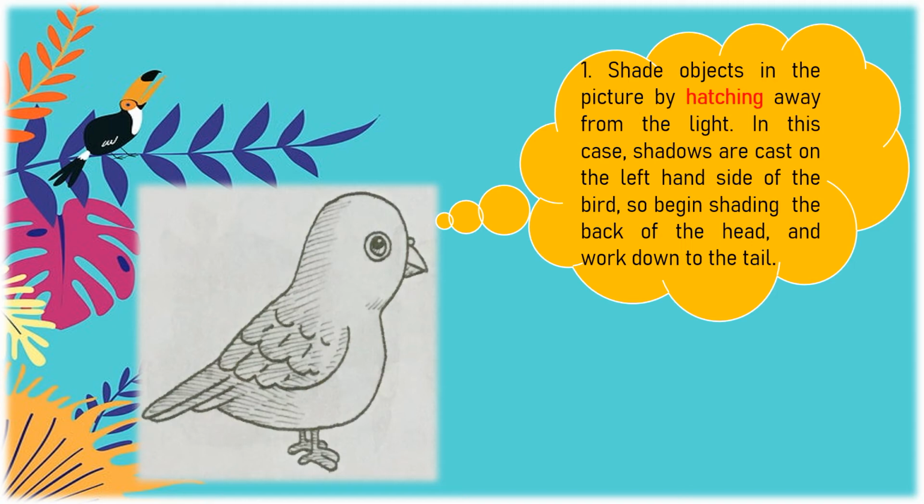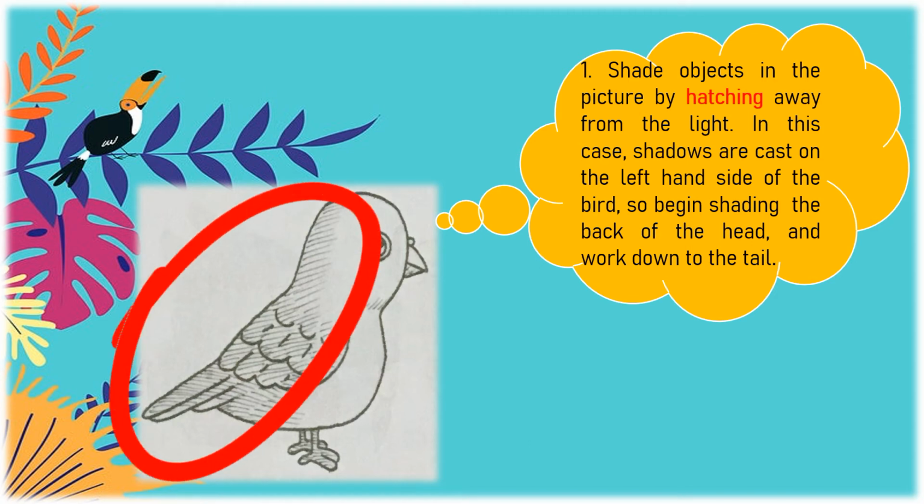The first one, shade objects in the picture by hatching away from the light. In this case, shadows are cast on the left-hand side of the bird. So begin shading the back of the head and work down to the tail.